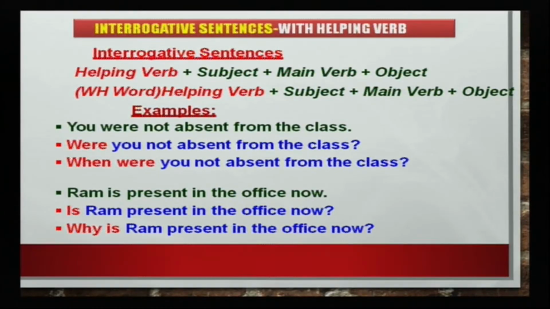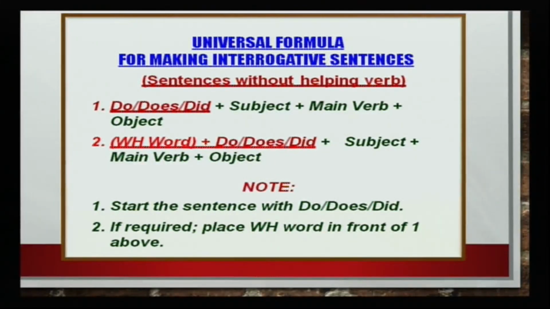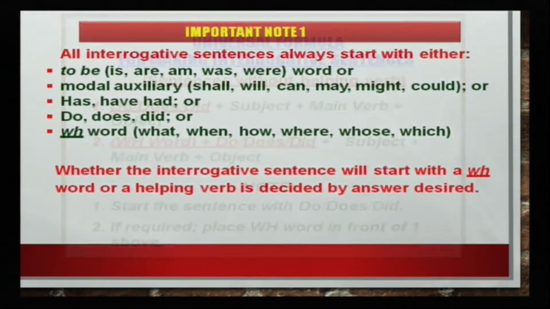So you can have a look at these examples, and we have this formula. What is the formula here? So in sentences without helping verb, you are adding do, does, did, that means then subject, then main verb. So you start that, and you also add WH word before do, does. Now the most important thing to note here is that all interrogative sentences always start with any of these words, either a WH word or a helping verb.